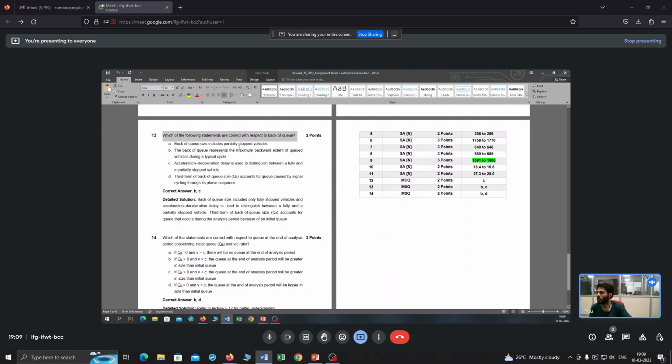Then the back of the queue represents the maximum backward extent of queued vehicles during a typical cycle. So back of the queue, he is saying, represents the maximum backward extent of the queued vehicles.